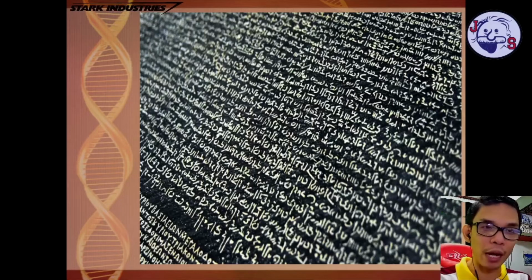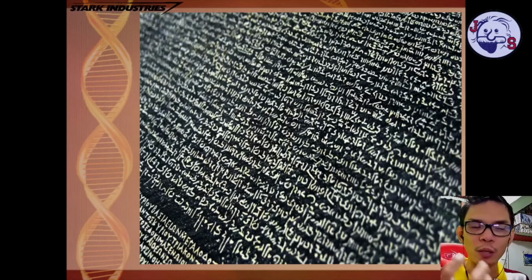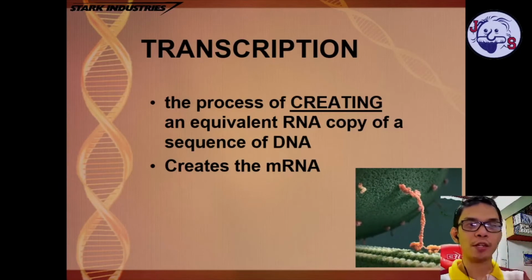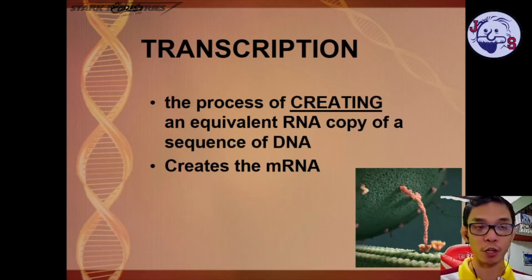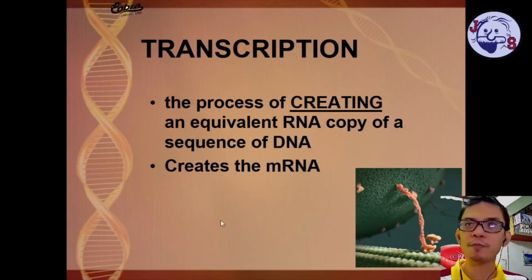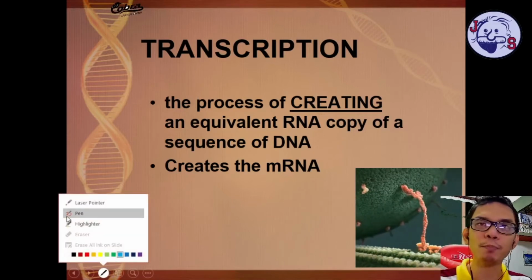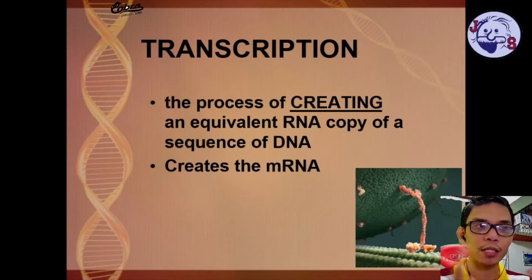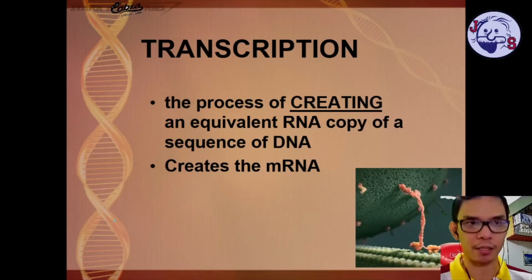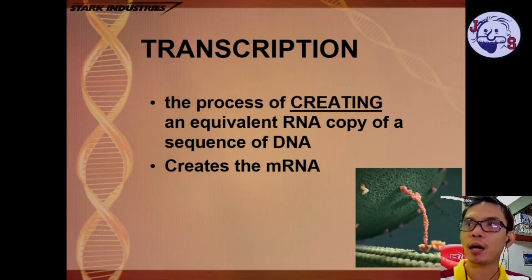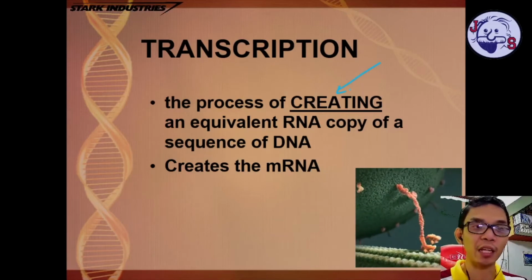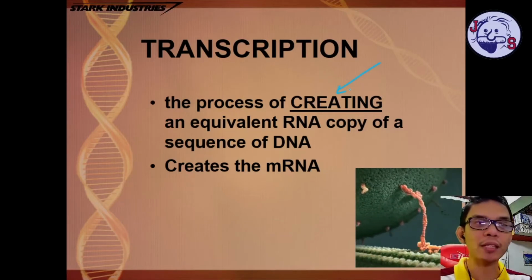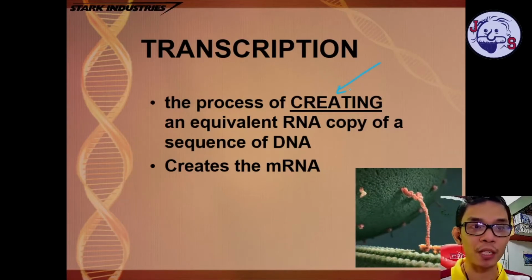So how does it do this? What process does it follow? We have here the first one, called transcription. It is very simple. The transcription process is the process that creates, from the verb creating, the equivalent RNA copy of the sequence of the DNA.